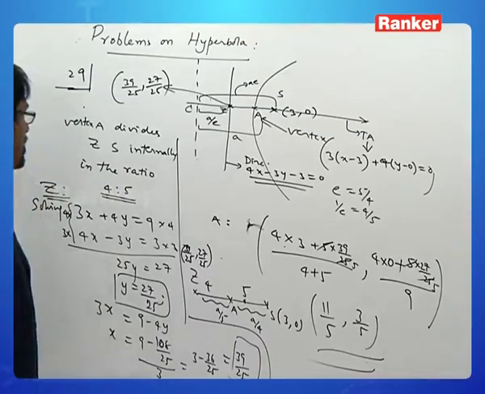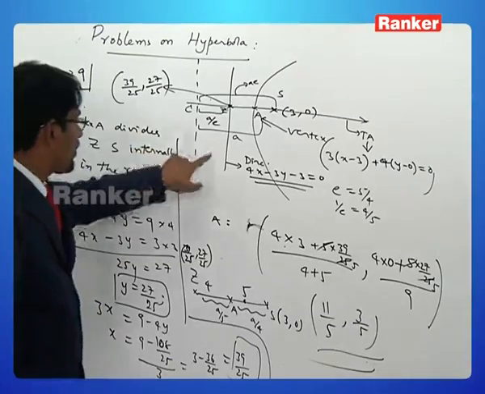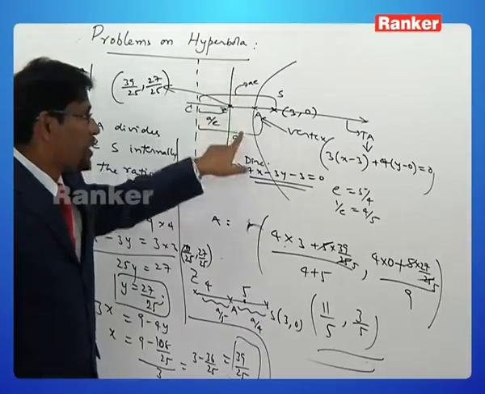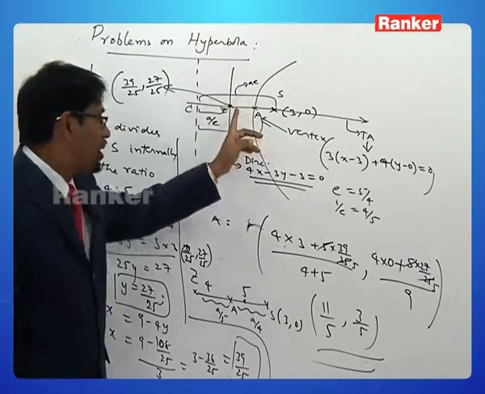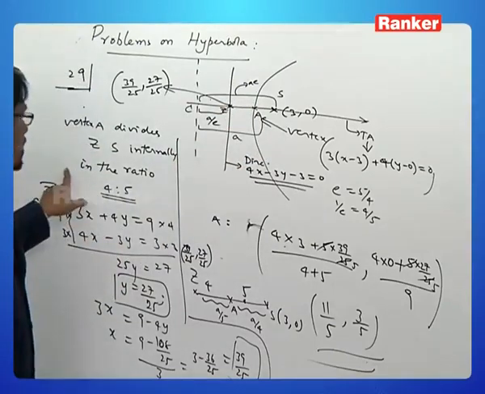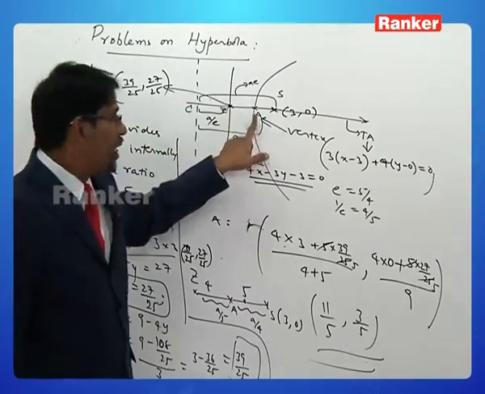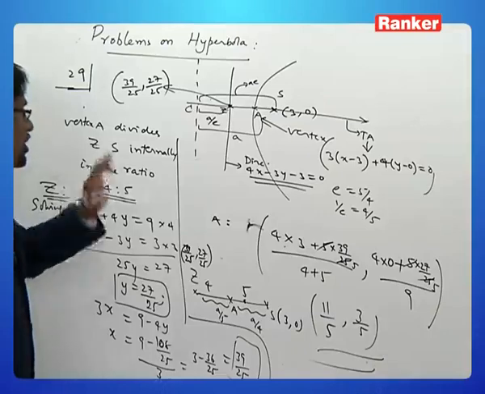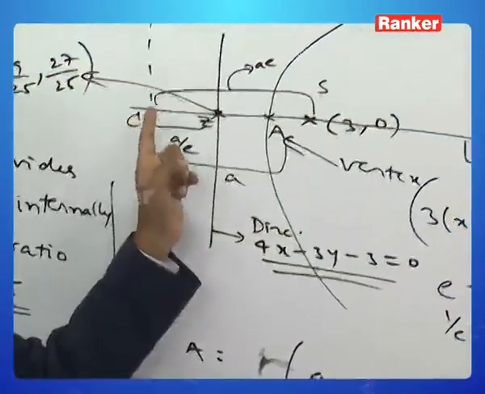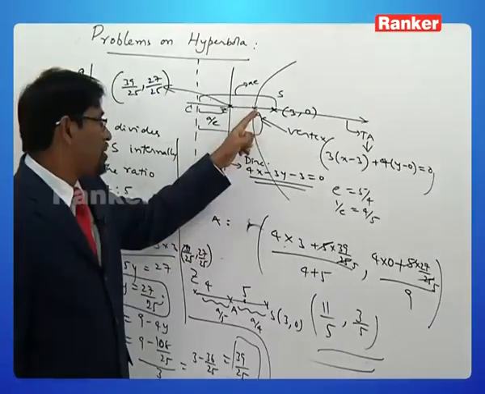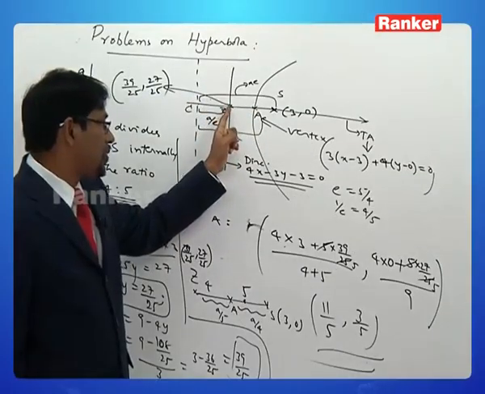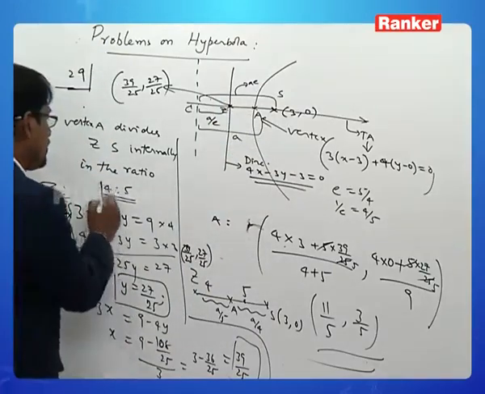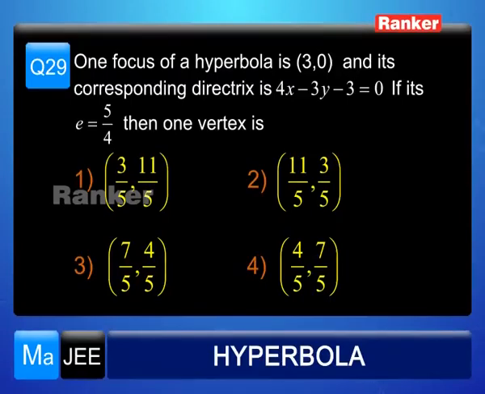So the key point lies here. We observe that we actually found out the Z point first. What was the Z point? The point of intersection of the transverse axis and the directrix. And we made use of the fact that the vertex A divides ZS in the ratio 4:5. And how did we arrive at it? We used the distances from CS. We calculated the CA distance, then the CZ distance, AZ and AS distances, and we found them to be in the ratio of 4:5. So option 2 is the right option.